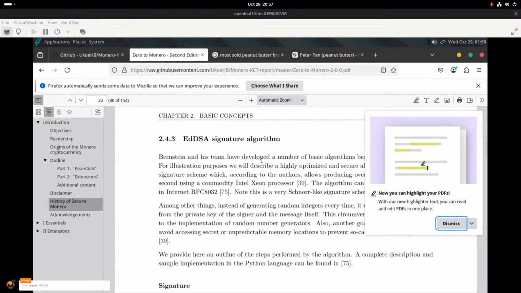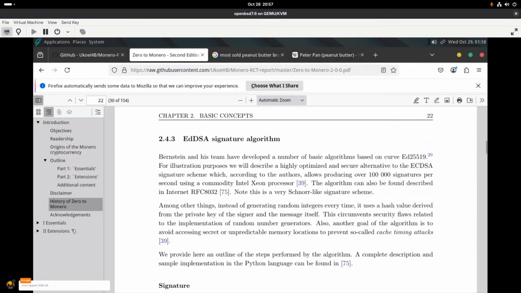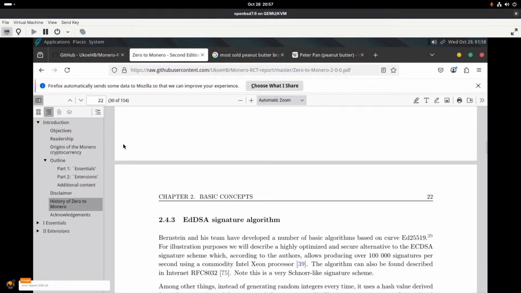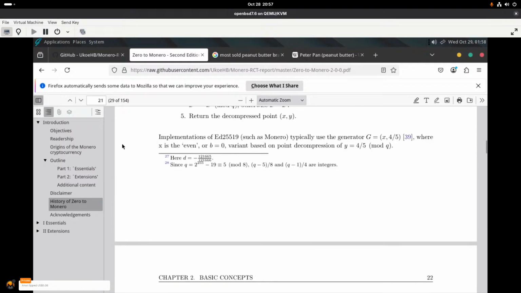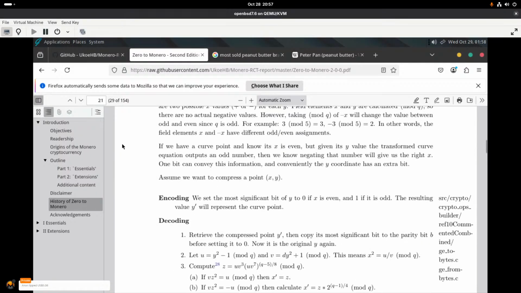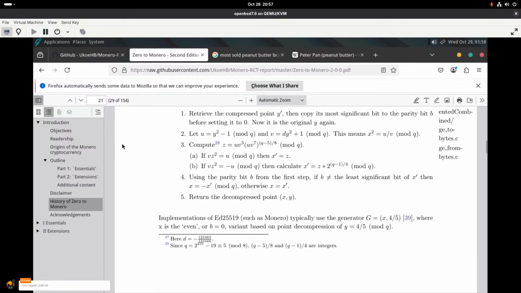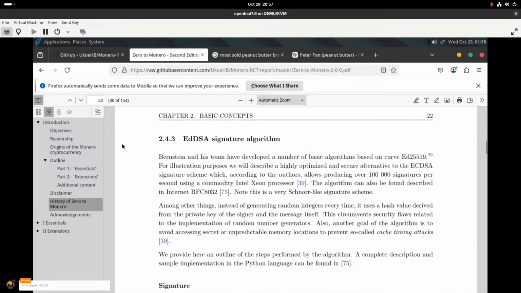Okay, so we learned some basic concepts, a lot of math in the last stream. We're on page 22 or 30 of 154. Lots of math, lots of decoding and coding, and other things. So we're going to now go over chapter 2, the EdDSA signature algorithm.